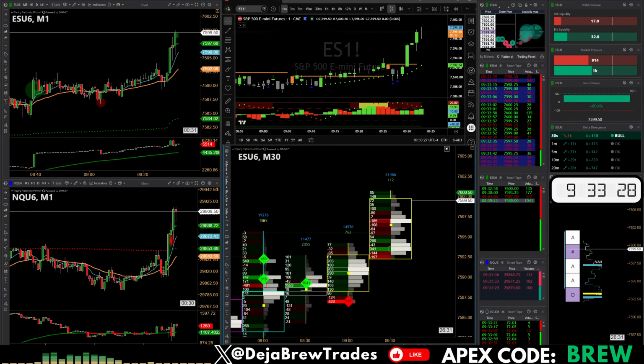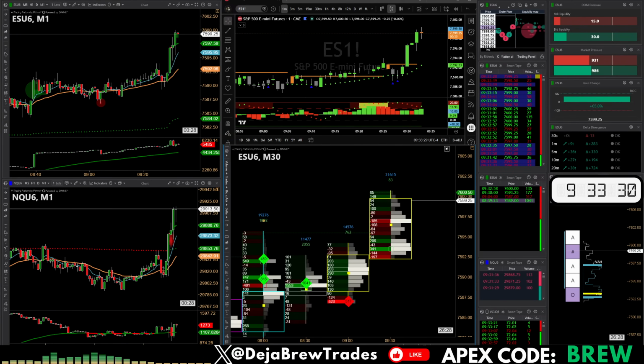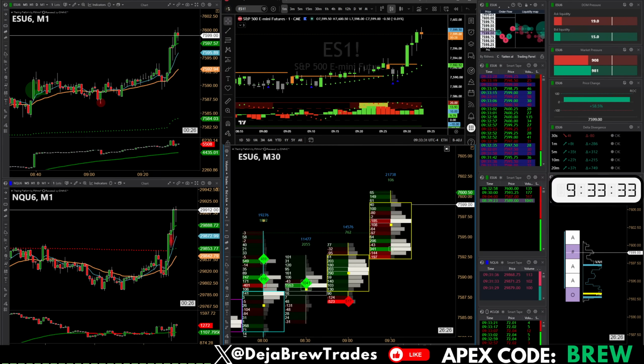Keep an eye on that upper level here around 94. We are fighting over that level. If they hold above that, they are trying to break balance.